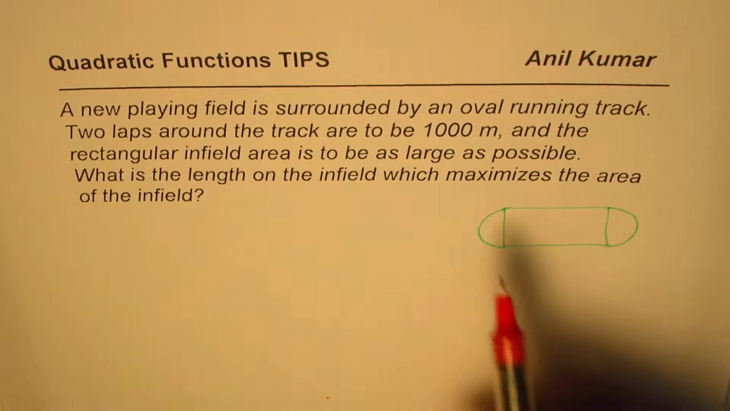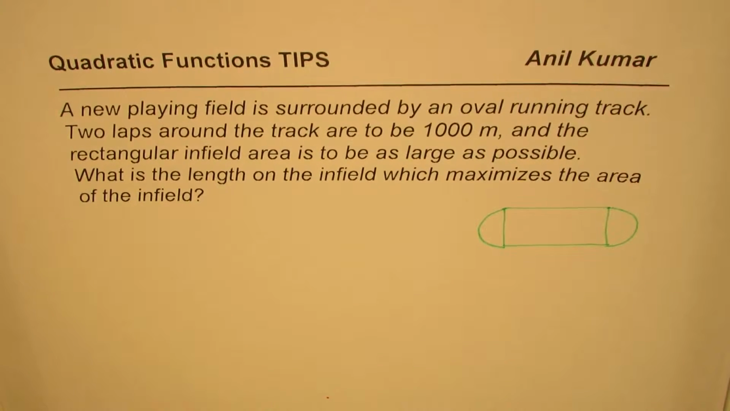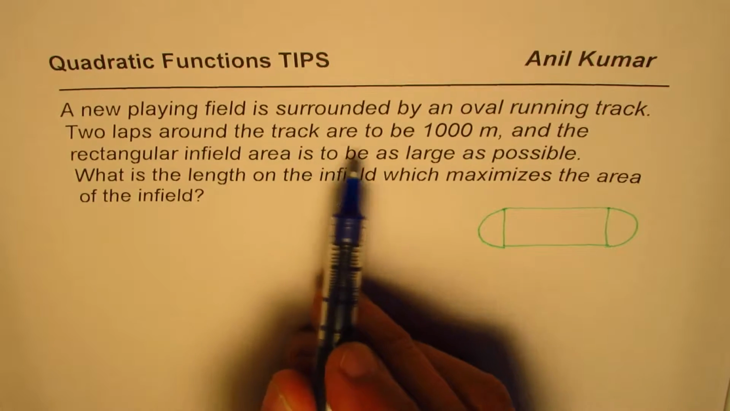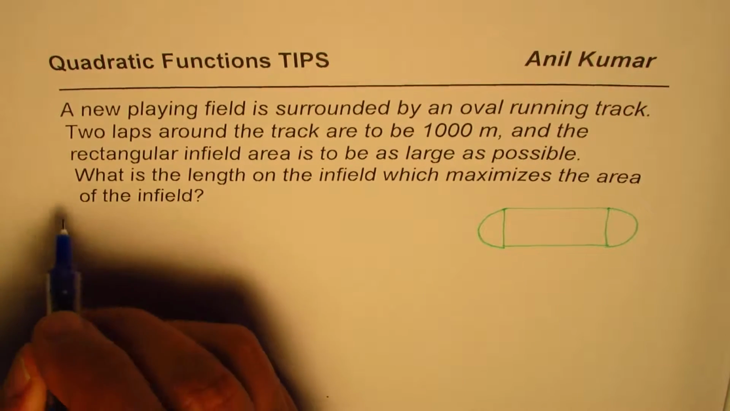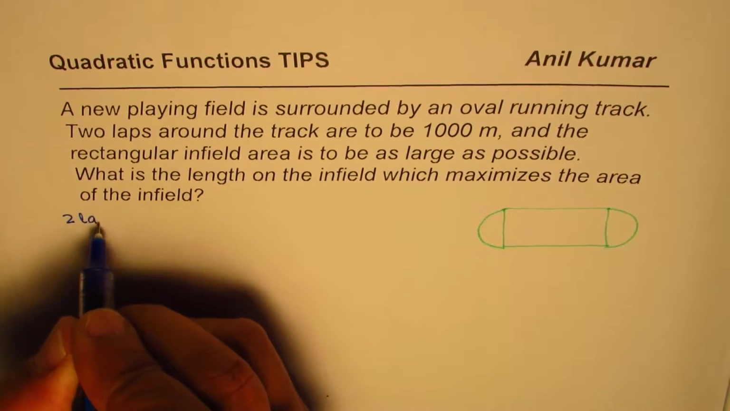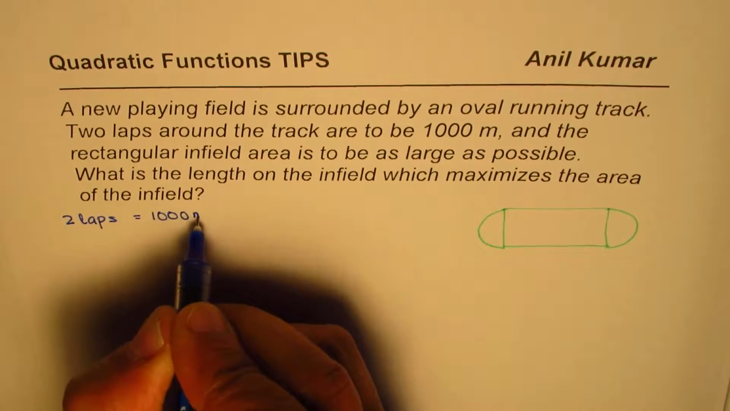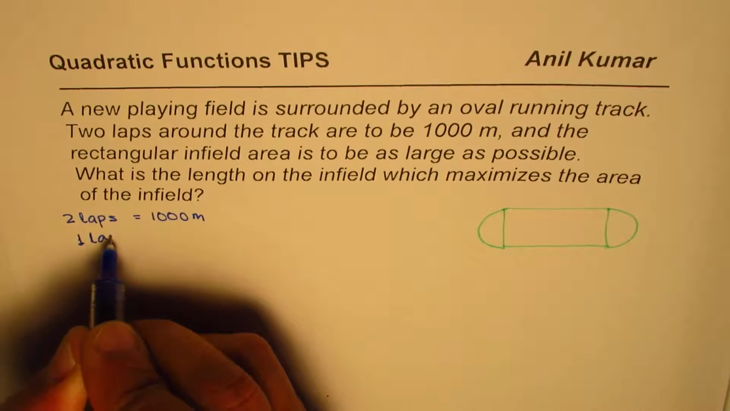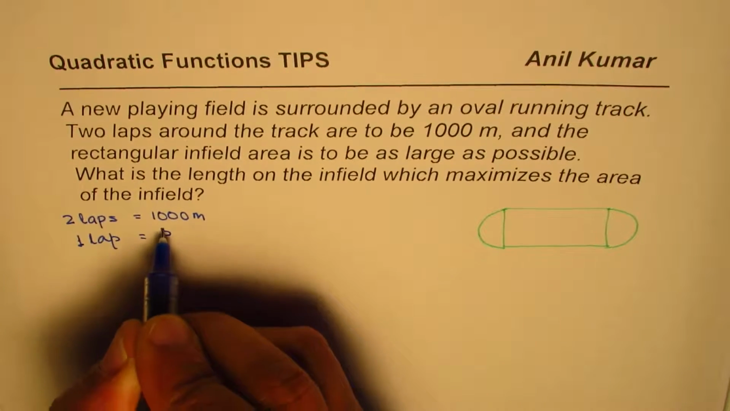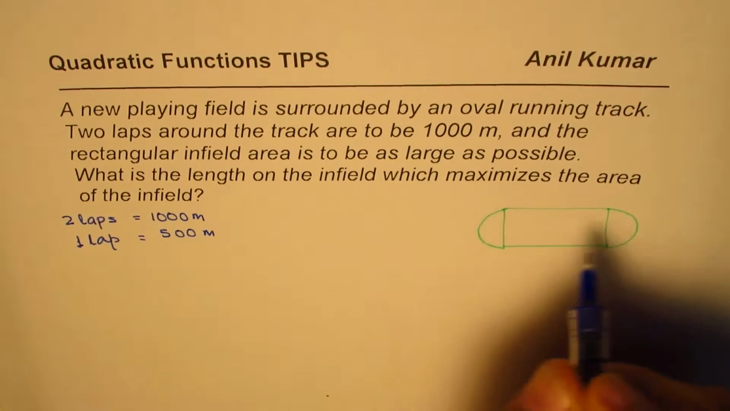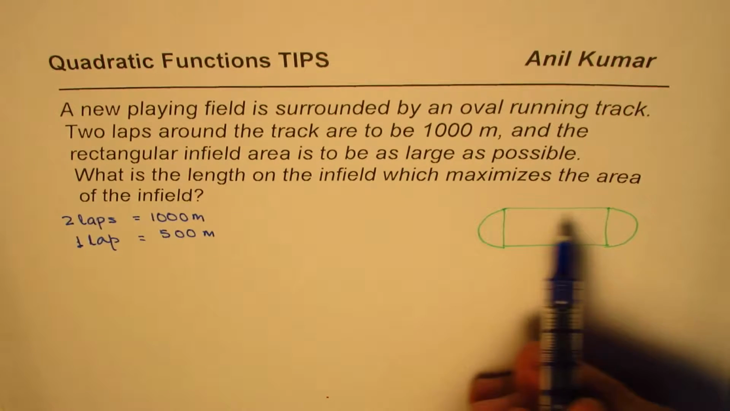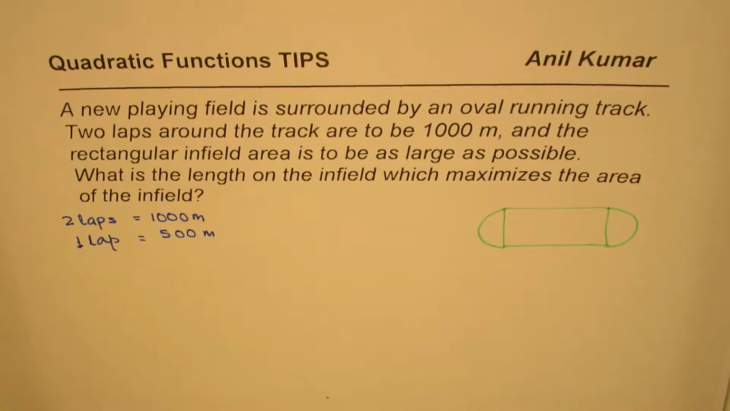So what we want here is that the tracks are 1000 meters, 2 laps, right? So 2 laps equals 1000 meters. That means 1 lap is equal to half of it, 500 meters. So that is the perimeter, correct? That is the perimeter which we have.